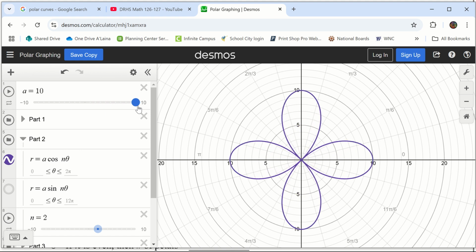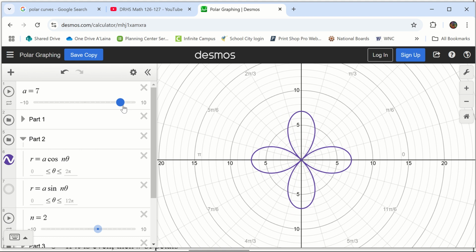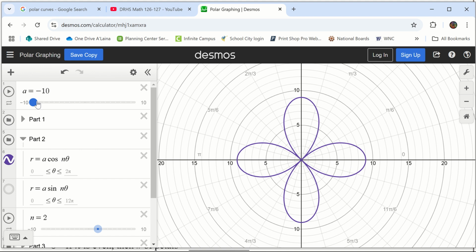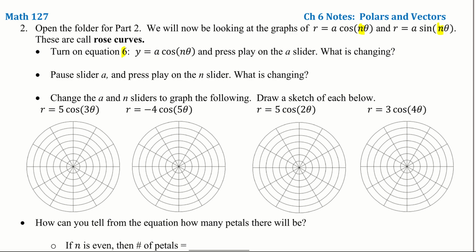These are called Rose curves. These little pieces are each called petals. This one has 4 petals. A changes the size of the petal. I'm going to go back to the notes. So A changes the size of the petal, or the length of each petal changes when we change what A is.